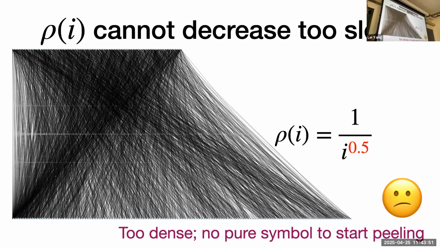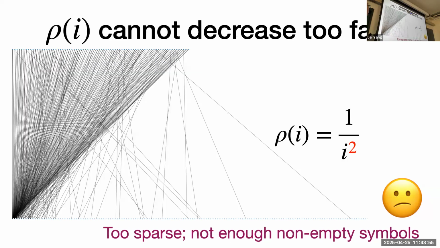You don't even have a singleton symbol at the very beginning. Or if rho I decreases too fast, then the resulting graph will be too sparse, and there will not be enough non-empty symbols, because recall that we're talking about a linear system here, right? And so for example, a dot here, no one is mapped to it, and it's basically an empty function. It's just an equal sign, right? It's not even part of the linear system.